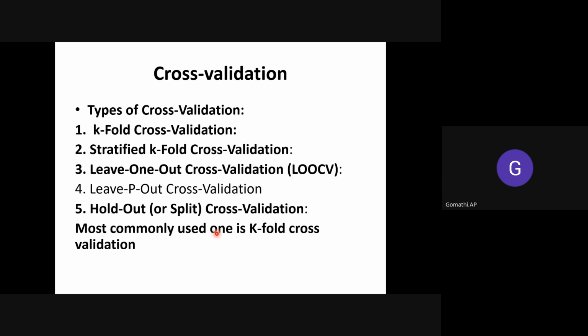Next one is tuning hyperparameters. Cross validation is often used when tuning model hyperparameters to avoid overfitting the model to a particular data set.